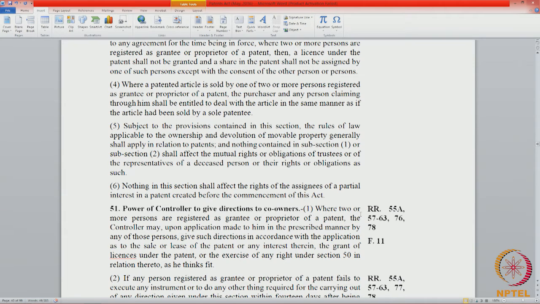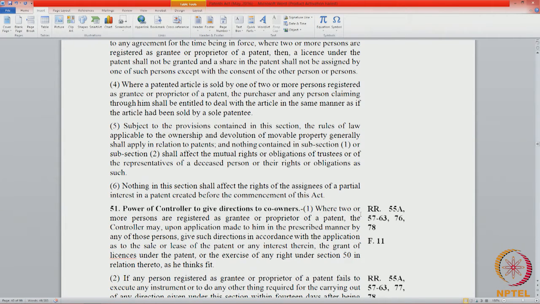A, B and C are co-owners of a patent, and the patented article is sold by A. A purchaser or any person claiming through him is entitled to deal with the article in the same manner as if the article was sold by a sole patentee. Now, just because a purchaser bought the patented article from A, it would be as if he had bought it from a sole patentee.